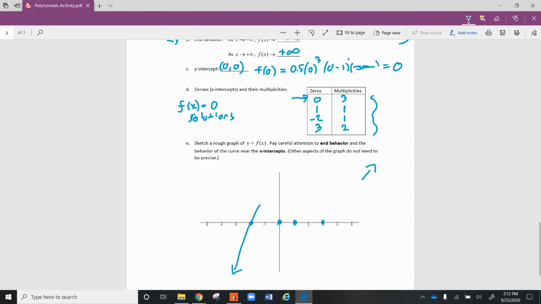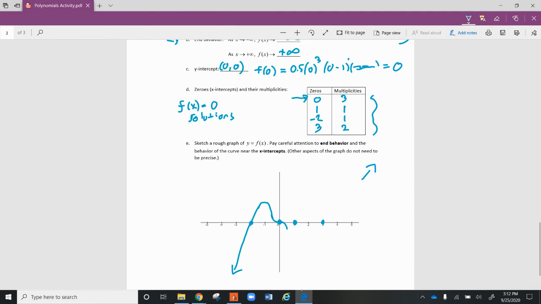Then at 0, the multiplicity is 3. So somewhere here, this has to bend over and come down. And when it comes down, it's going to pass through in such a way that it levels off first, just like a cubic function. Now then, at 1, the multiplicity is 1. So it's going to pass straight through.